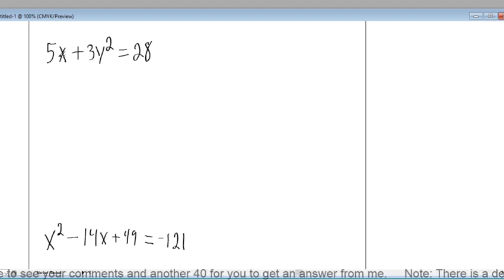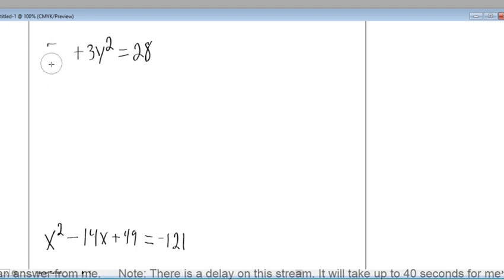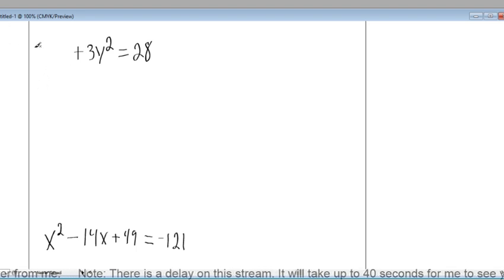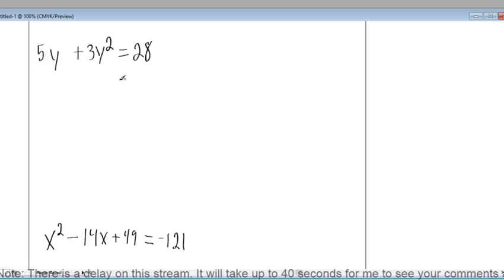So here we have 5y plus 3y squared equals 28. I messed that up when I was writing it, so I'll just rewrite that.